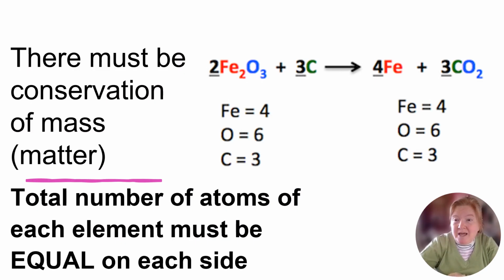There has to be conservation of mass or matter when we balance. So that means the total number of elements on both sides has to be the same. We have 4 ions on this side and 4 on this side. 6 oxygen, 6 oxygen, 3 carbon, 3 carbon. That's when it's balanced, when we have the same number on both sides.